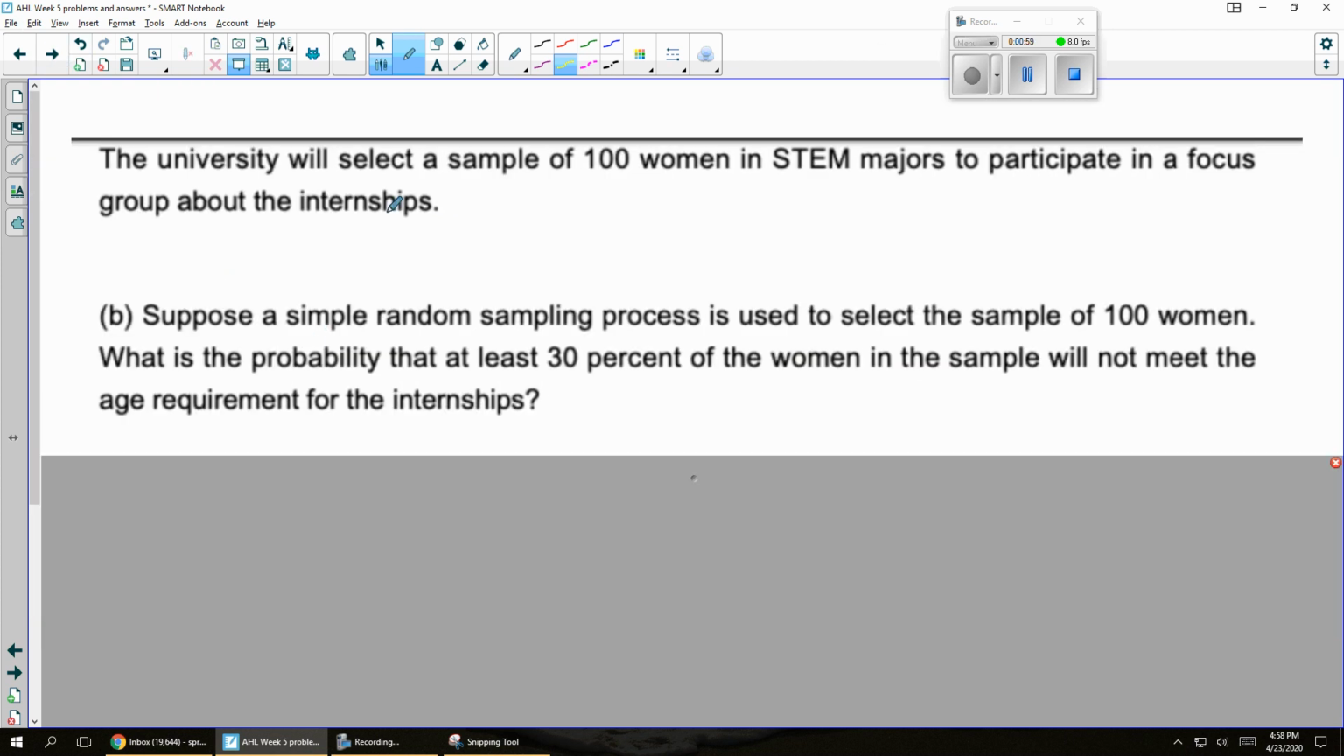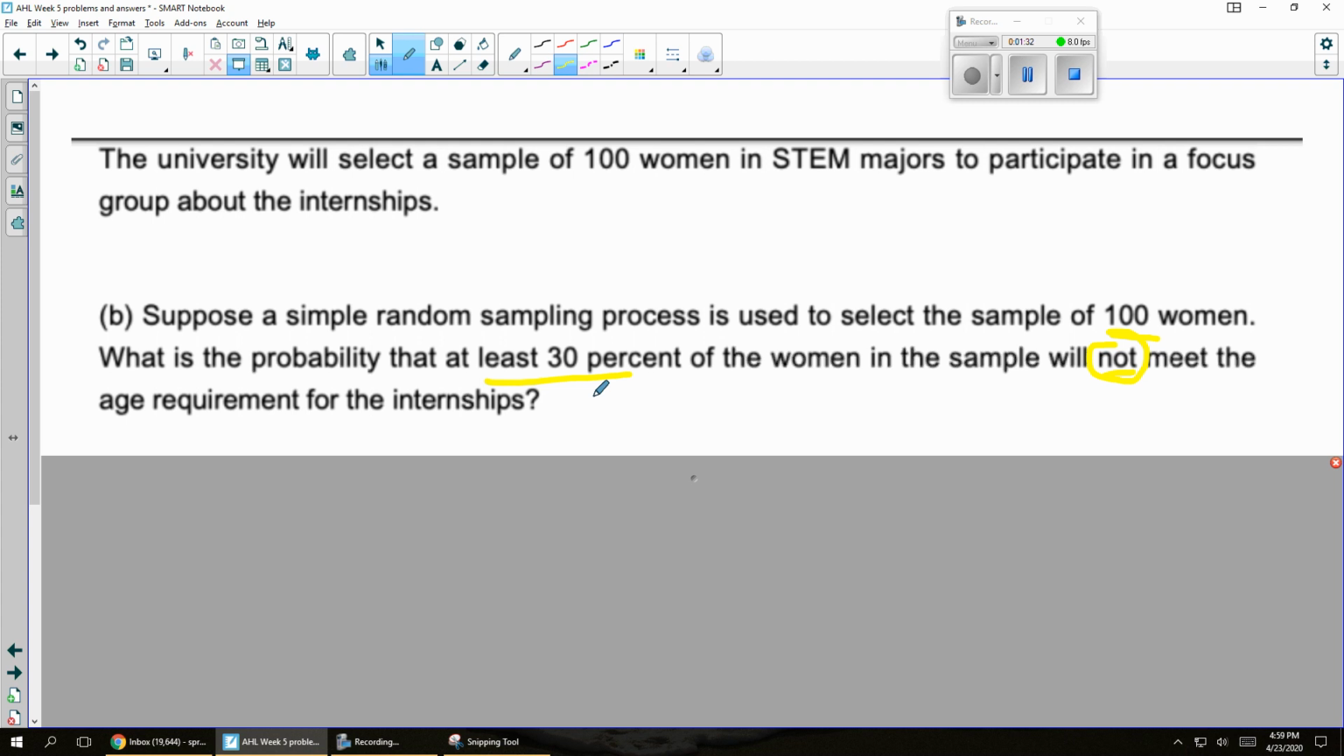Now, the next question says, suppose a simple random sampling process is used to select 100 women. What's the probability at least 30% do not meet the age requirement for internships? And again, I like to underline these things or highlight certain things as you read, especially words like not. Okay, so this is building on the previous part. On the AP test, if you made a mistake on the previous part, but you continue to use that number on part B, you can still get full marks on part B, even if you miss something on part A.